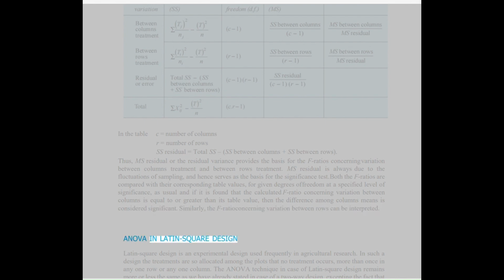ANOVA in Latin square design. Latin square design is an experimental design used frequently in agricultural research. In such a design, the treatments are so allocated among the plots that no treatment occurs more than once in any one row or any one column.